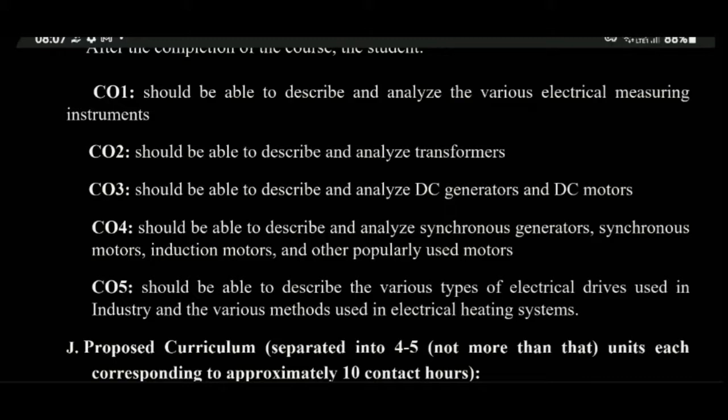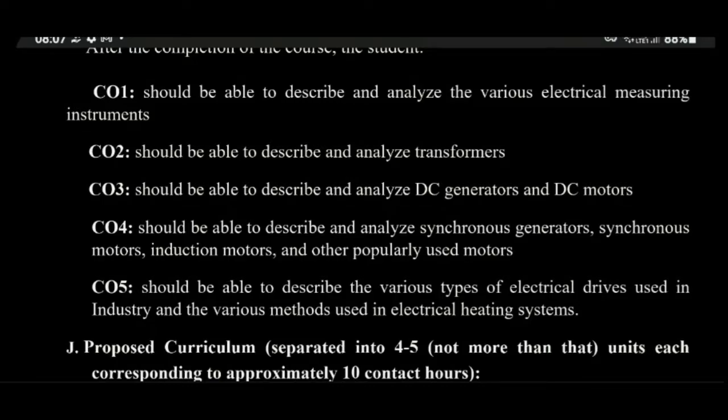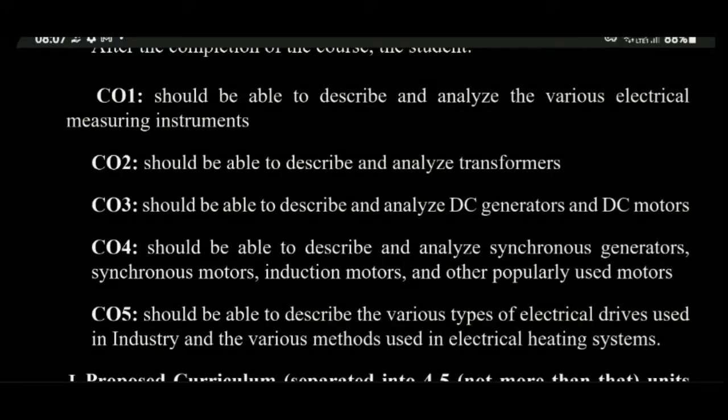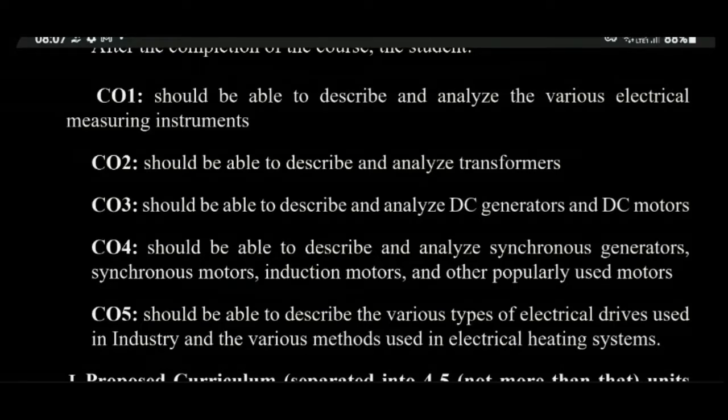Then same thing for DC generators and DC motors. DC generators obviously are meant to produce DC voltage given rotary mechanical input power. And DC motors do the opposite. They are given DC input and they produce rotating output, mechanical rotary output.